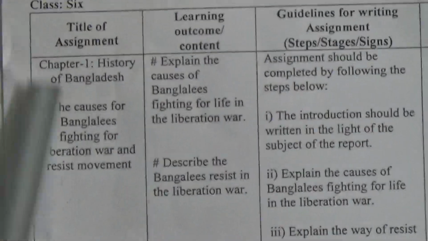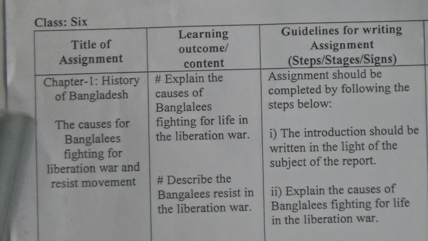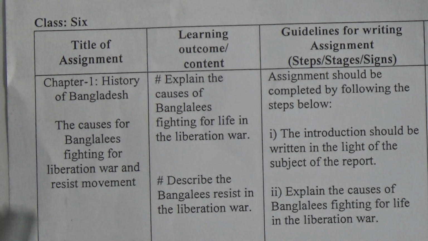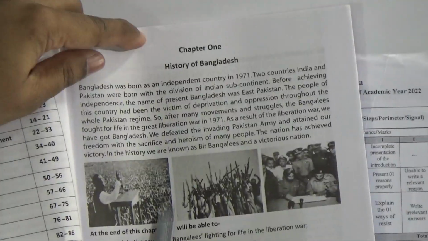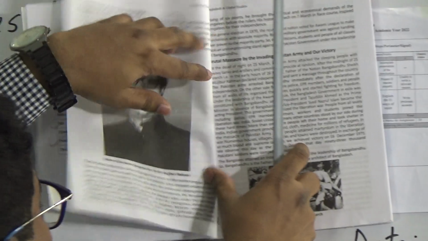As you can see, class 6, subject Bangladesh and Global Studies, Assignment 1, and this is your assignment. Chapter 1, History of Bangladesh. Your assignment is the causes for Bengalis fighting for liberation war and resist movement. For this, you will go to your book and take help from Chapter 1, History of Bangladesh, Lesson 1 and 2, from these two pages.